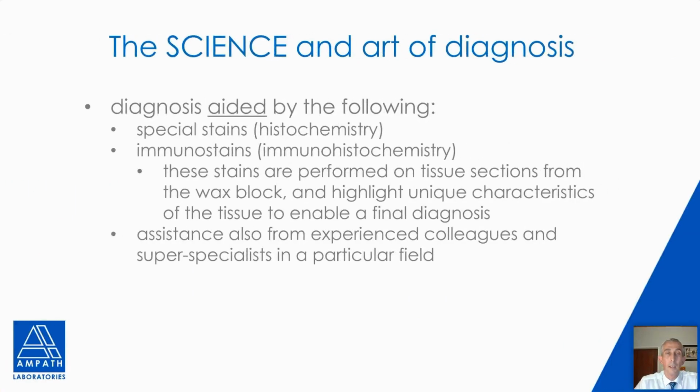The science of the diagnosis, to continue. This is aided by the use of special stains and immunostains, which we refer to as histochemistry and immunohistochemistry. These stains are performed on tissue sections from the wax block, and they highlight unique characteristics of the tissue to enable a final diagnosis. Obviously, diagnosis is also aided by asking assistance from experienced colleagues and super specialists in a particular field.